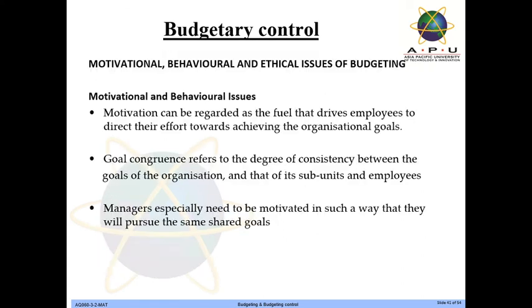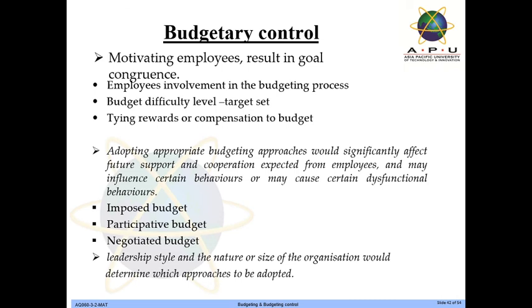Okay, we touch on motivational, behavioral and ethical issues in budgeting. So, motivational and behavioral issues. Motivation can be regarded as a fuel that drives employees to direct their effort toward achieving the organizational goal. Goal congruence refers to the degree of consistency between the goals of the organization and its subunits and employees. Managers especially need to be motivated in such a way that they will pursue the same shared goal. Motivating employees results in goal congruence.